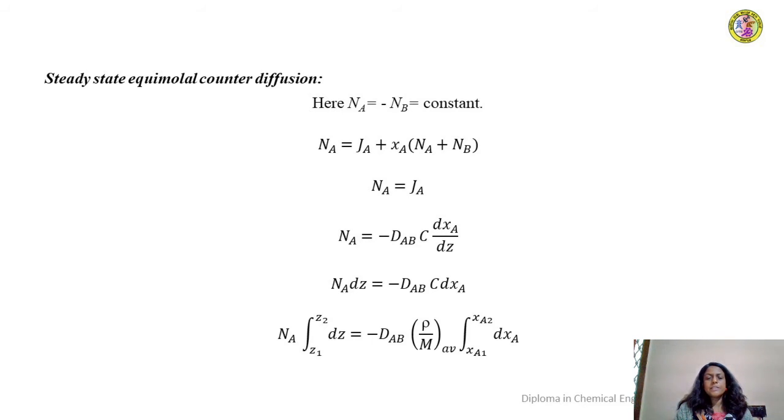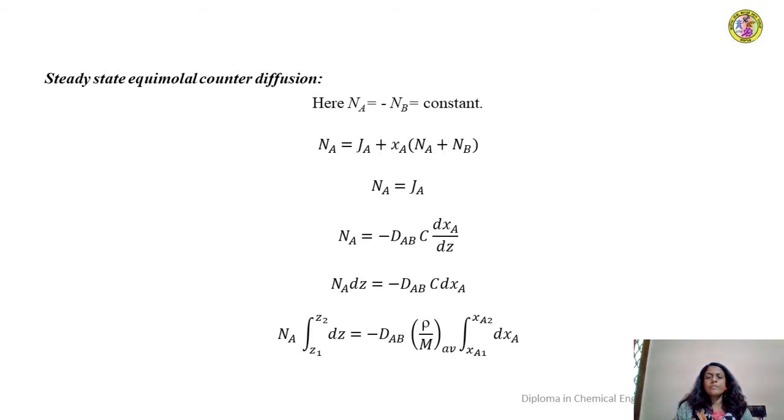Now let us take up the other case of diffusion under liquids, that is steady state equimolar counter diffusion. This is again the kind of diffusion that occurs in operations like distillation. We all know that distillation is that operation where the two components diffuse at the same time in opposite directions. It means there is a transfer from the liquid to vapor, and at the same time there is a transfer from vapor to liquid as well.